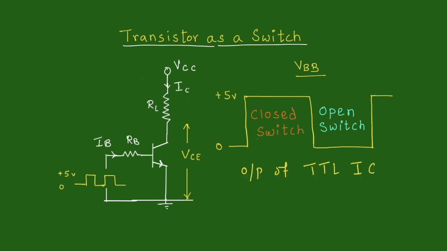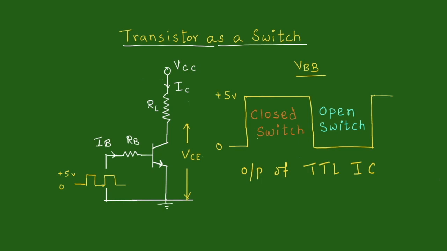This square wave can be obtained from the output of a TTL IC, for example a JK flip-flop. The output of this IC can take just two levels, that is 0 volt and plus 5 volt. And the amount of current this IC can source is of the order of a few microampere.